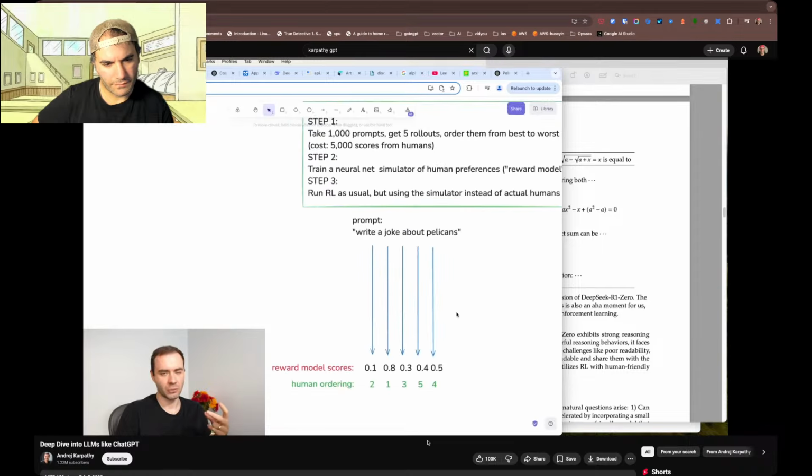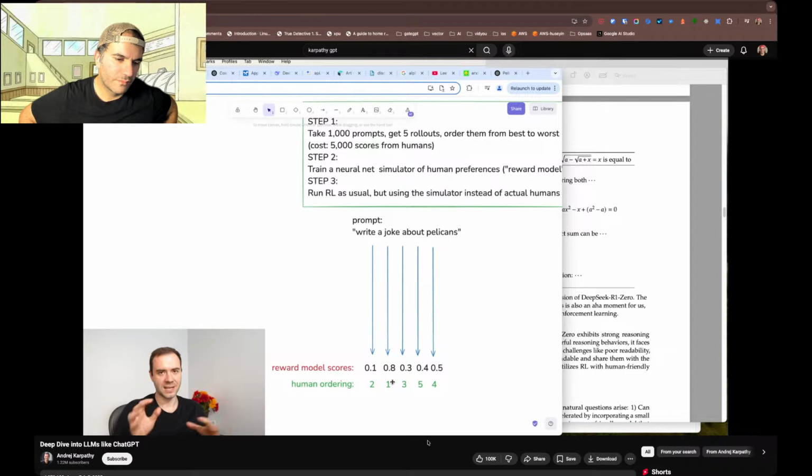Now the output of a reward model is a single number. This number is thought of as a score, and it can range, for example, from 0 to 1. So 0 would be the worst score, and 1 would be the best score. Here are some examples of what a hypothetical reward model at some stage in the training process would give as scoring to these jokes. So 0.1 is a very low score, 0.8 is a really high score, and so on. And now we compare the scores given by the reward model with the ordering given by the human.